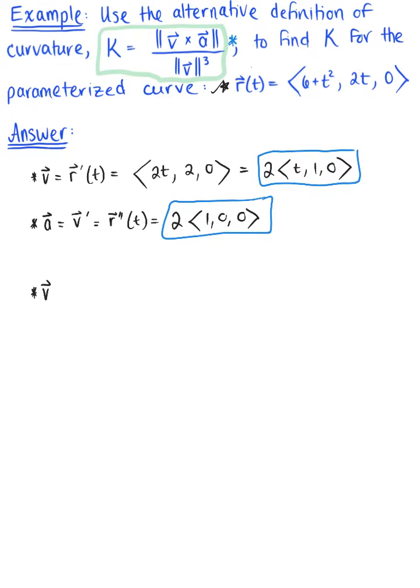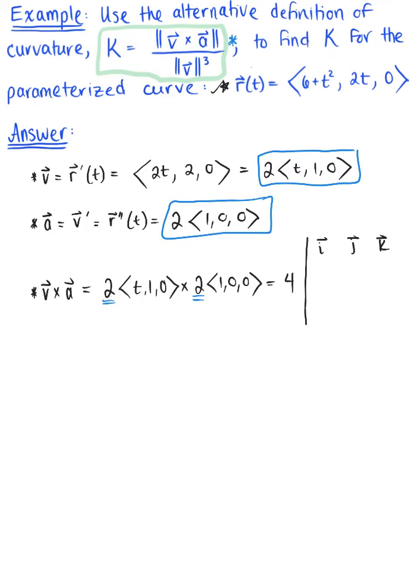So we are crossing the velocity vector with the acceleration vector. This is the cross product of 2 times the vector t, 1, 0, crossed with the vector 2 times 1, 0, 0. Just keep in mind with these scalar multiples, we can keep those in front of that 3 by 3 determinant. So 2 times 2 leaves us with 4. And now for the cross product of the two vectors, I'm going to put that right into the determinant of the 3 by 3 matrix.